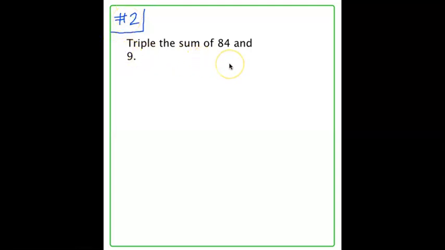This is number 2. I want you to try this one on your own on your paper. It says triple the sum of 84 and 9. How would you set that up? Notice I didn't give you the equal sign on the last one. You don't need an equal sign here. So go ahead and write the expression that you think this would make on your paper in box number 2.